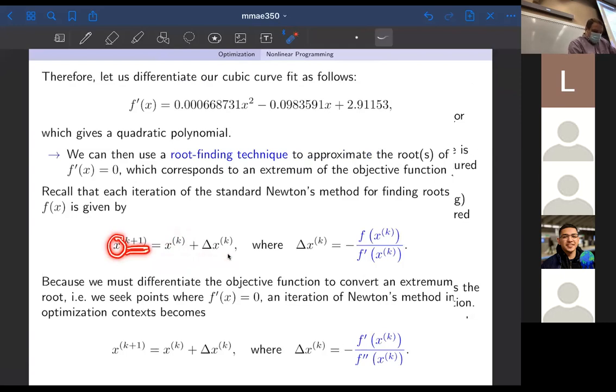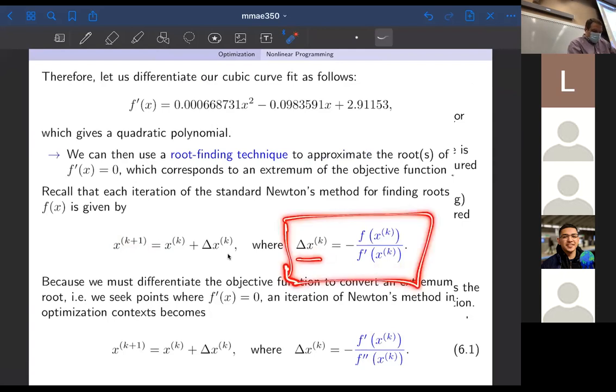How do we get the delta x? Remember, that was minus f over f prime. So how did we get that? We got that from the Taylor series. So we wrote the Taylor series of f of x around a point where we're doing the approximation. We truncated it, and then we solve for delta x, and this is what we got. So that's our general Newton's method approach.